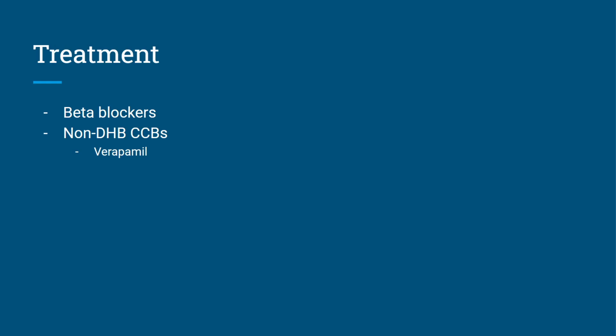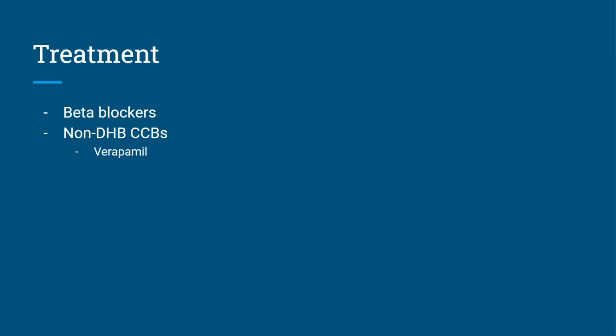Beta blockers and non-DHP calcium channel blockers will help. But yeah, beta blockers will slow the heart rate, which allows for an increased diastolic filling time, which can reduce the obstruction, right? Because you have more preload, right? And the non-DHP calcium channel blockers are pretty much the same. It just improves the filling, which will again reduce the obstruction.